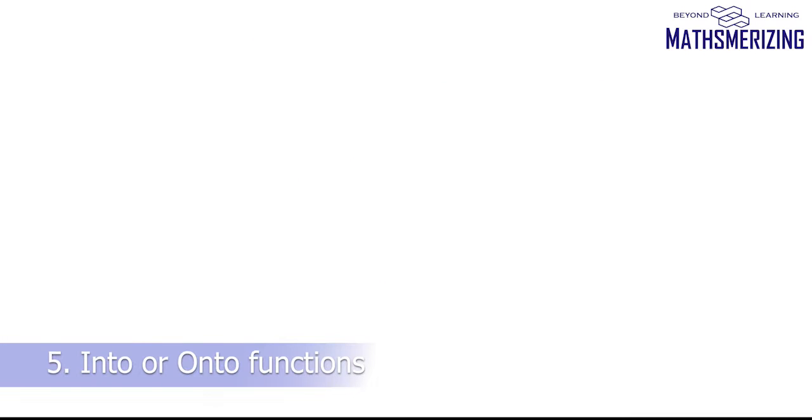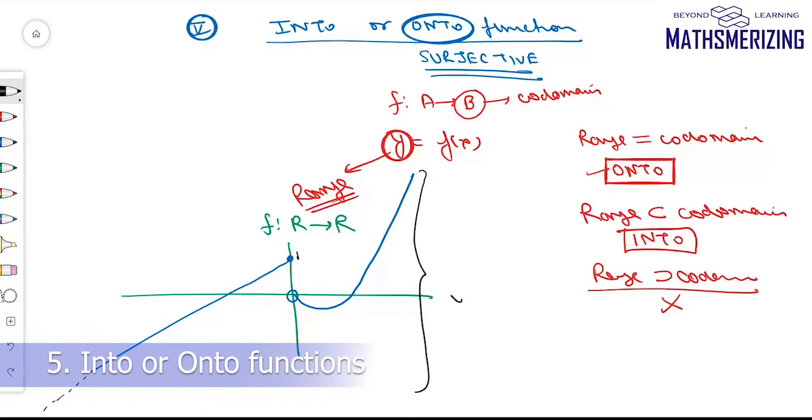So basically this graph takes all the values from minus infinity to plus infinity. So the range of this function is y belongs to R, all real numbers. Now I look at its codomain. Its codomain is also R. In this case, range and codomain are equal. So when range and codomain are equal, this function is an onto function.